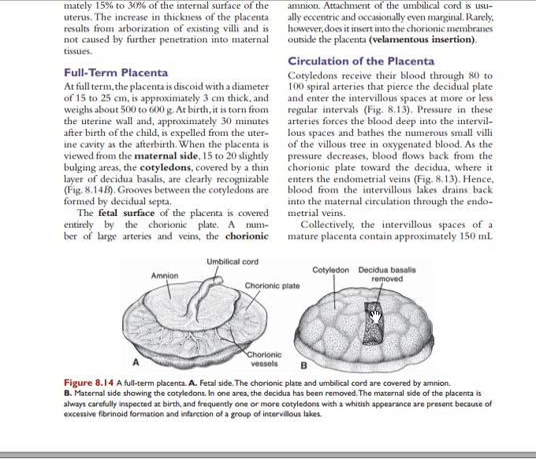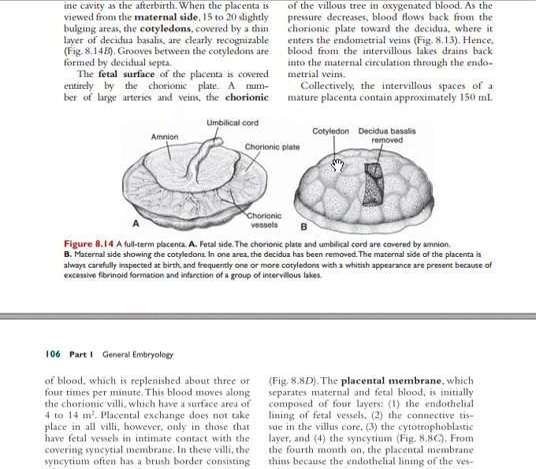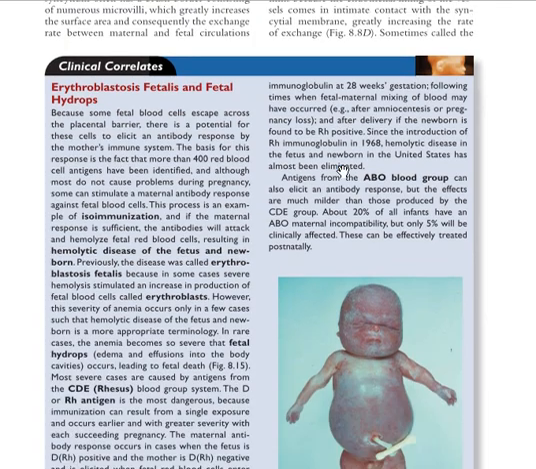When the child is born, is it clear? Because the low level of cotyledon may show a placental retention. So you have to remove those placenta by a uterine revision. Is it clear? Now the next clinical correlation here is erythroblastosis fetalis and fetal hydrops.